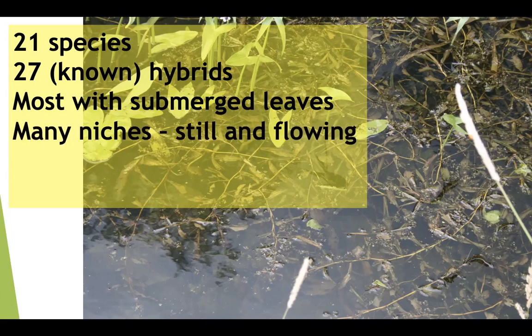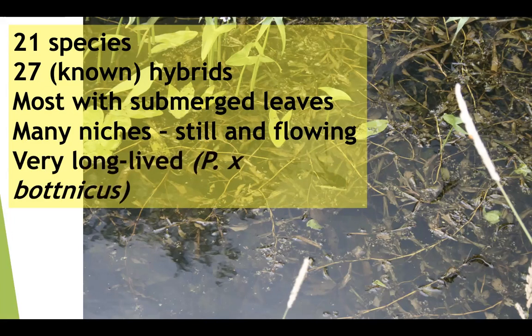So some of these particular niches that they live in, they're either still water or flowing water, and they can also be particularly long-lived. So what this is showing is that even when we think we know what the plant may be, until you actually look at it in a lot more detail, it's very difficult to actually get an accurate identification.